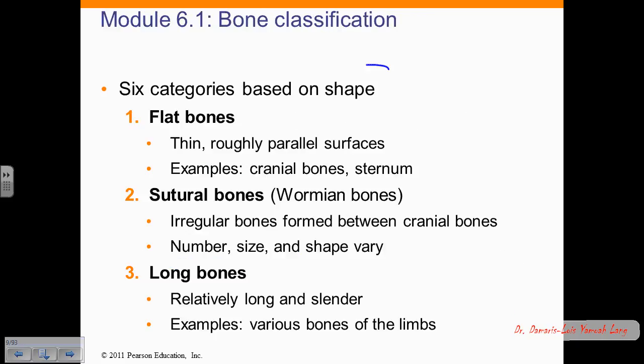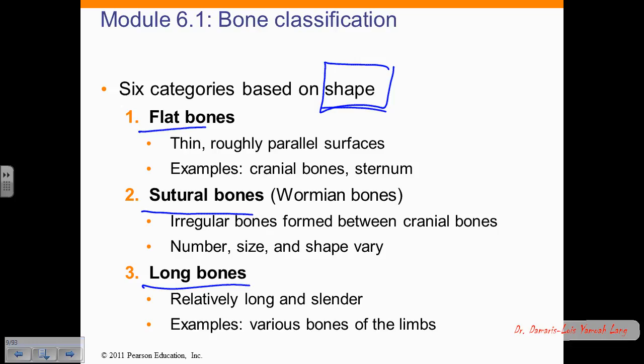So I had mentioned how we can also look at bones based on the shape. Some bones are flat, like the sternum. Some are irregular bones that have this sutural connection, which they call the Wormian bones, but they are basically flat bones. And if you look at the skull, you see them with the sutures in there.